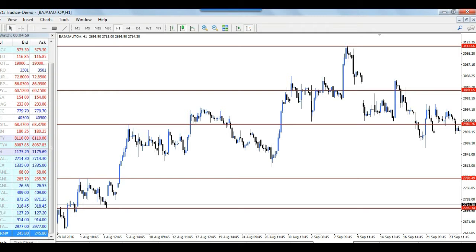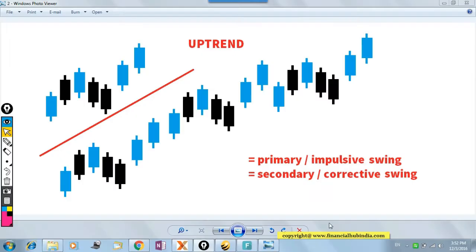Okay, now I have a chart of Bajaj Auto here. This is a 1 hour time frame chart. Now the data here is from 28th July to 23rd September. Now I want you to focus on this drawing picture.